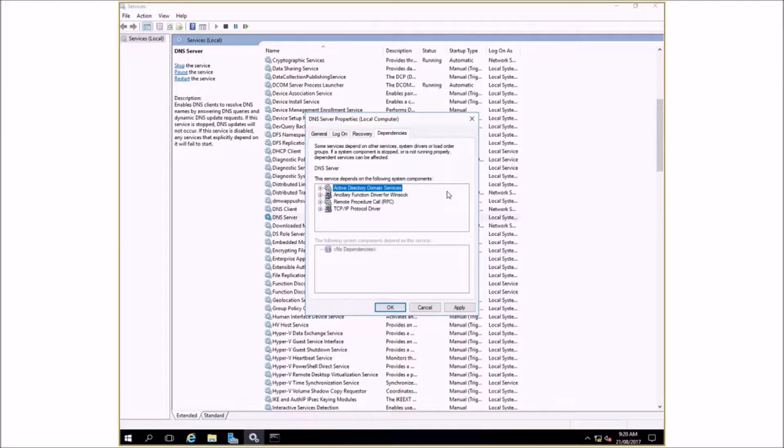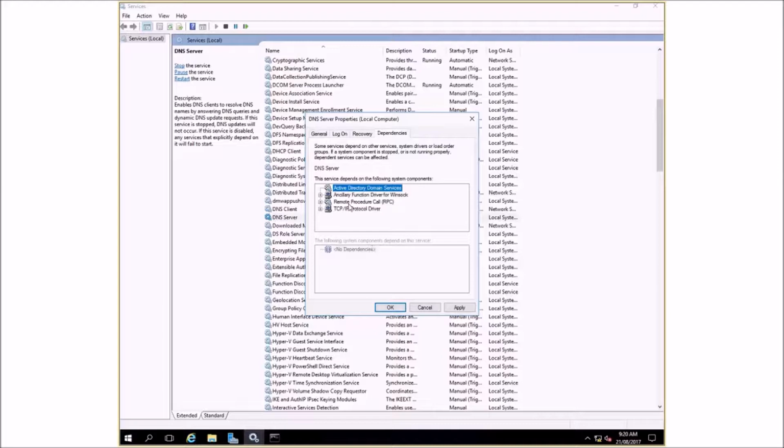So this is just like this with this service. This is a DNS server, but it's depending on, in this case, the Active Directory Domain Services. If you remember, I said that when you have a domain, you have DNS. The DNS is super important for Active Directory to work. It's actually integrated with Active Directory and depends on it working. You need some auxiliary function drivers for WinSock, you need remote procedure call, and you need TCP/IP protocol drivers. These are all the things it depends on.